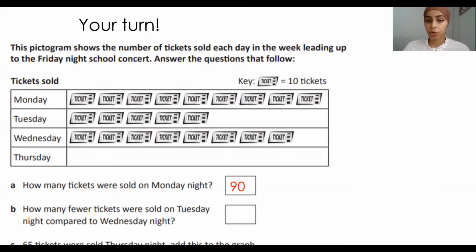So because it's using that language of fewer and it's comparing two amounts, the operation we need to use is subtraction. So what I'm going to do is, first of all, work out how much there is on Tuesday and Wednesday, and then we can subtract it.